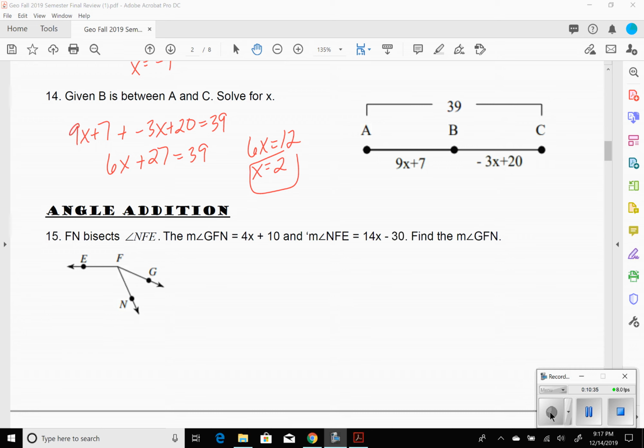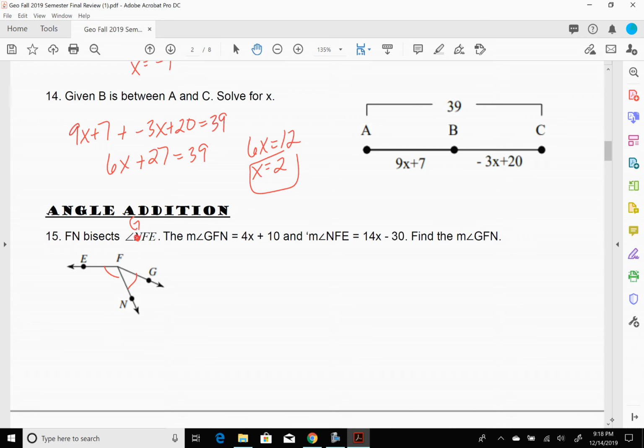Okay. Alright, and then the last question on this first actual page of the review. It says FN bisects angle NFE. Well, NFE is only this half here, so this really should read angle GFE. Okay, sorry guys. So FN is bisecting, so that means that this angle here and this angle over here are going to be equal to each other, even though they don't look equal, okay?